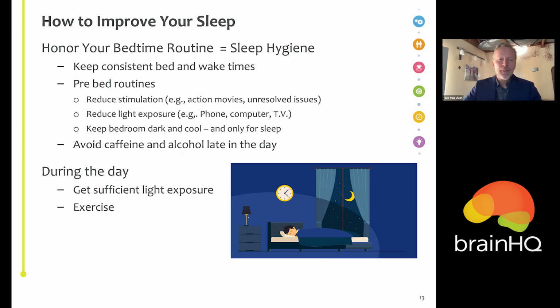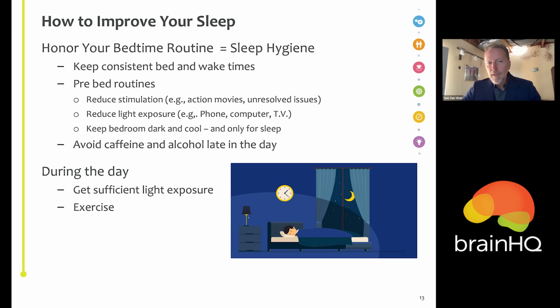You also may want to reduce your light exposure. As I mentioned before, light reduces the amount of melatonin production, including the phone, the computer, the TV. And then also keeping your bedroom dark and cool and only for sleep. Oftentimes we're tempted to read in bed or do other work in bed. And this sort of reduces the associative value of transitioning from your waking state into this bed, which is the ideal situation for sleep, and sort of reifying that connection between context and behavior.